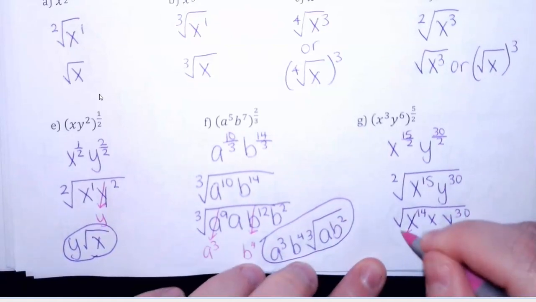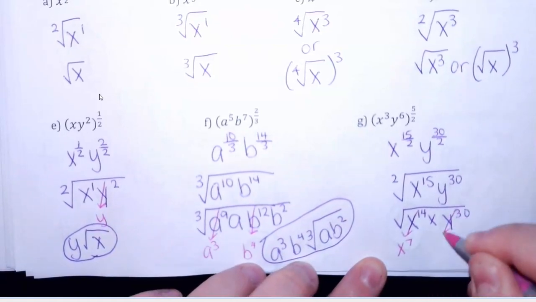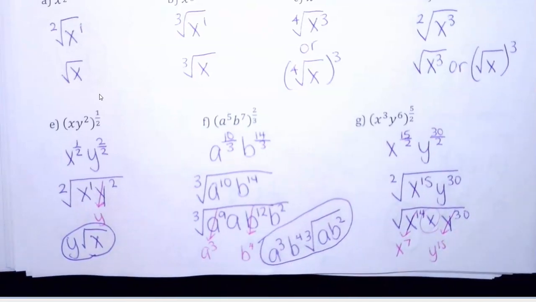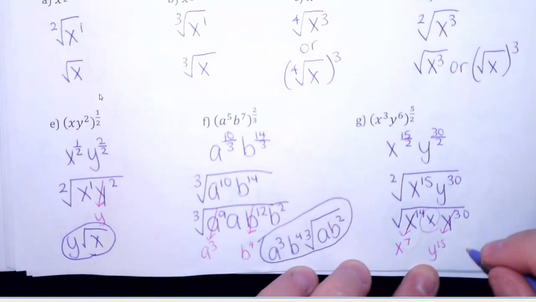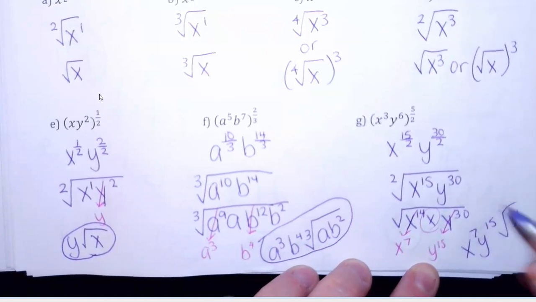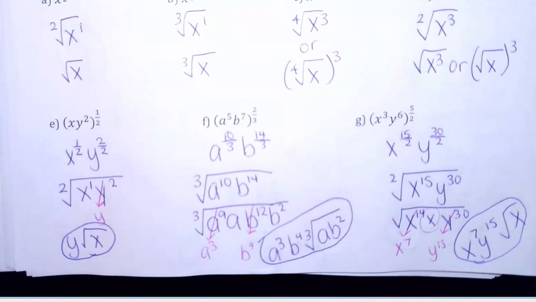This guy is going to come out x to the 7th, y to the 15th. Now this x is still going to be left underneath. So when I write my answer here, I'm going to have x to the 7th, y to the 15th, and then an x under the square root, and that is your radical form.